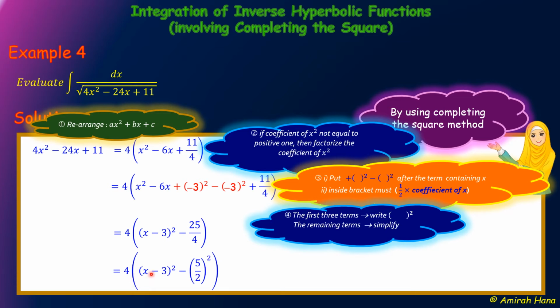After that, we can write x minus 3 bracket squared minus, and from the constant negative 25 over 4, we can write it in terms of bracket squared, or in terms of a squared, because this is a constant. So we have minus 5 over 2 bracket squared, because when we simplify 5 squared, we get back 25, and when we simplify 2 squared, we get back 4.